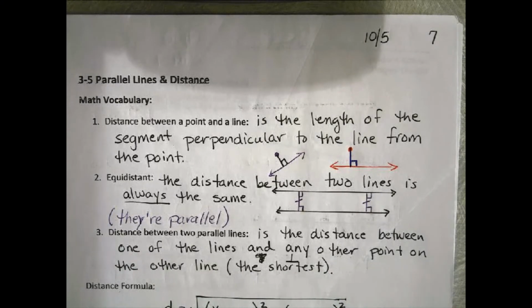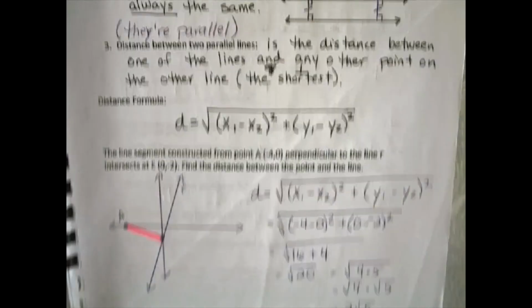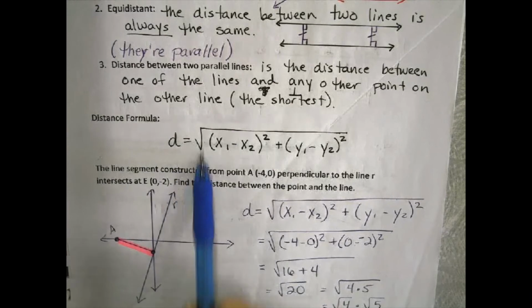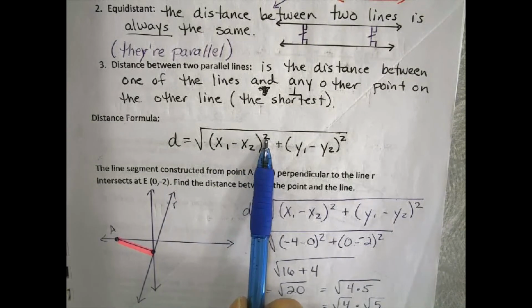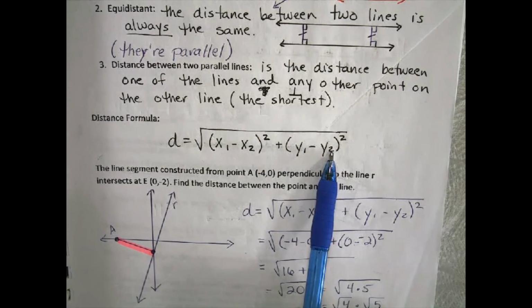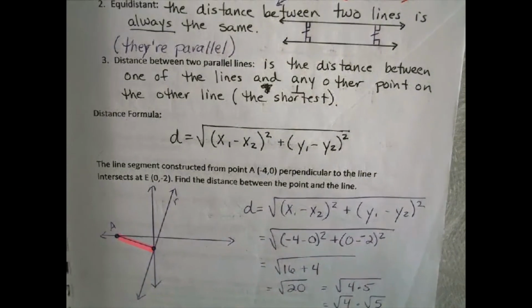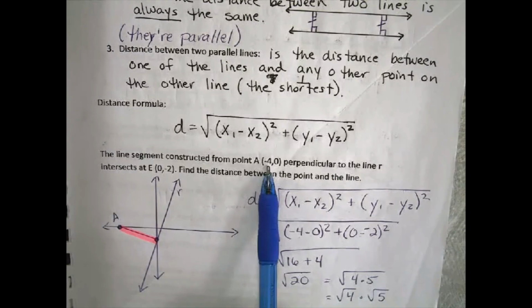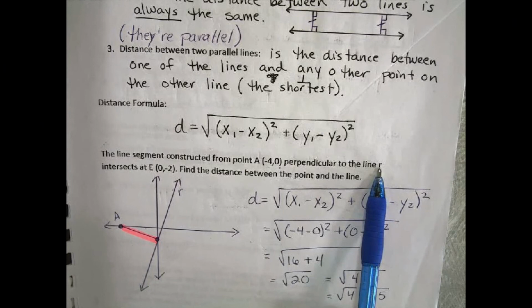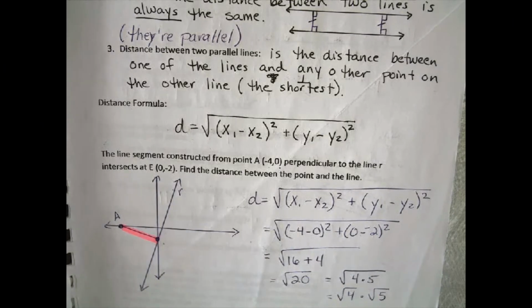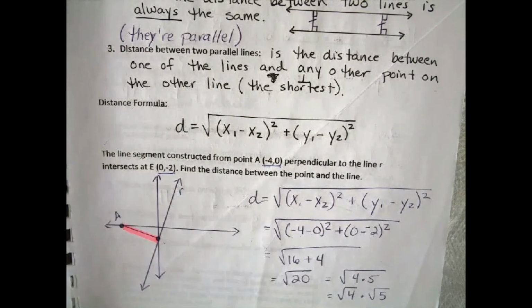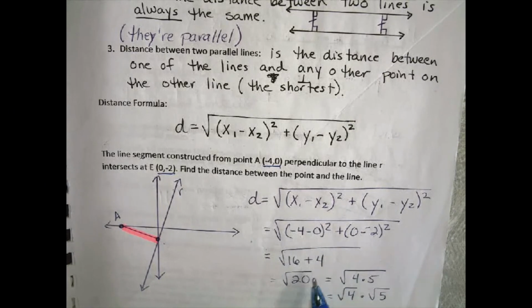The distance formula we have touched on already, I do believe, and it says that distance equals the square root of x1 minus x2 quantity squared plus y1 minus y2 quantity squared, and then I take the square root of the whole thing. So in the problem below, I have a line segment that's constructed from the point A, which has coordinates -4, 0, and it's perpendicular to the line R, and they intersect at a point E, which is 0, -2. So to find the distance between the point and the line, I'm going to use this point A and this point E. I plug them into my distance formula and simplify. In doing so, I find that D equals the square root of 20, which can be simplified to D equals approximately 4.47.